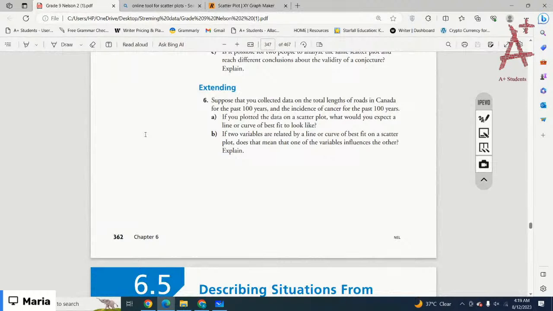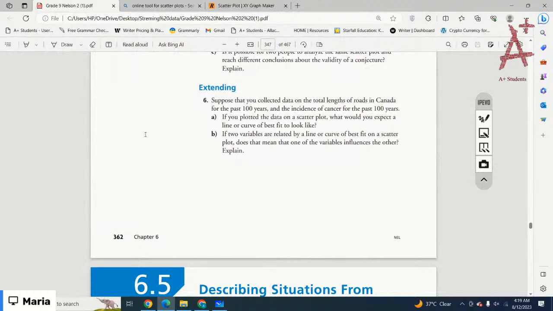Okay, even though two values can be connected with a curve or line of best fit, it doesn't mean that these two values are related. Like these two values, the length of roads over 100 years and the cancer incidence, they are not related, right? Using the example, the number of roads does not relate to the number of cancer incidents. However, they both happen to have been increasing in the same period of time, right? So it is not necessary that the data must be related, right?